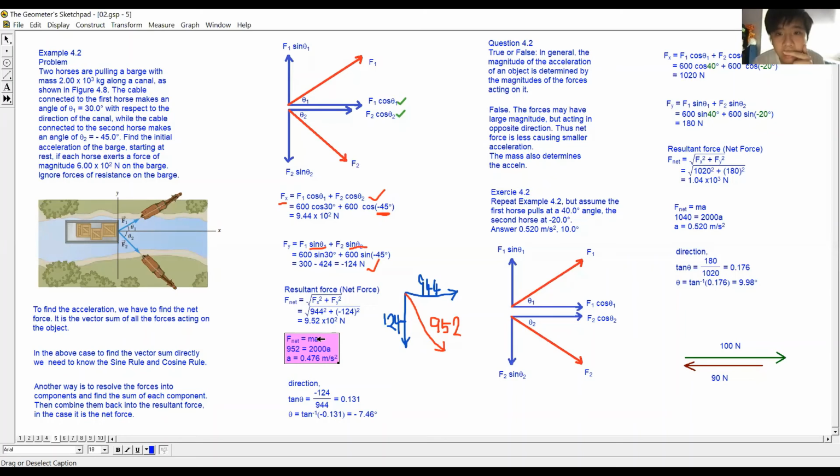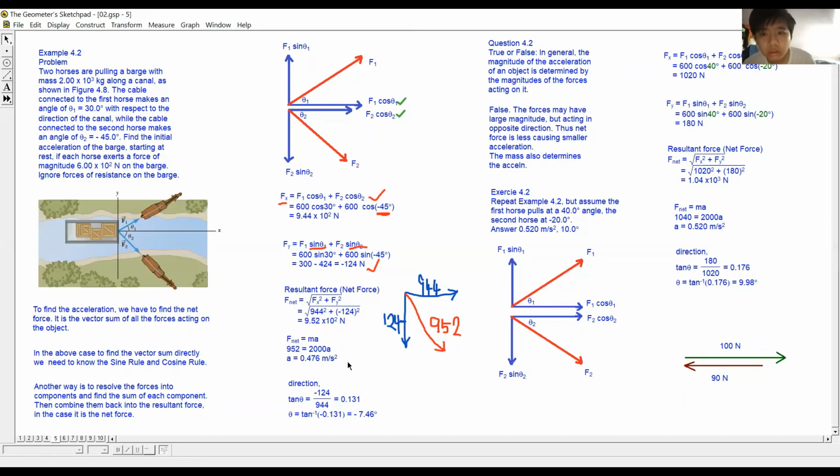So acceleration, we don't know. We try to find the acceleration. That is what the question wants us to find. So to find the acceleration, you use this 952, the net force, divided by 2000. Then you should get the acceleration, right? So it's 0.476 meter per second squared. So this is the net force that produces an acceleration of 0.476 meter per second squared.